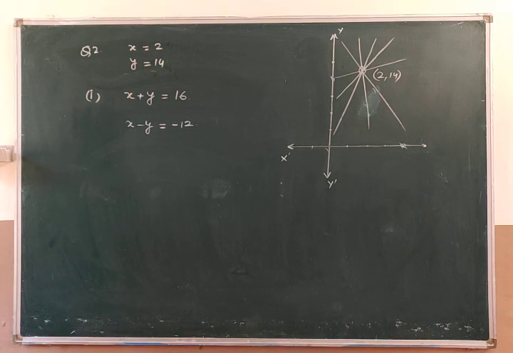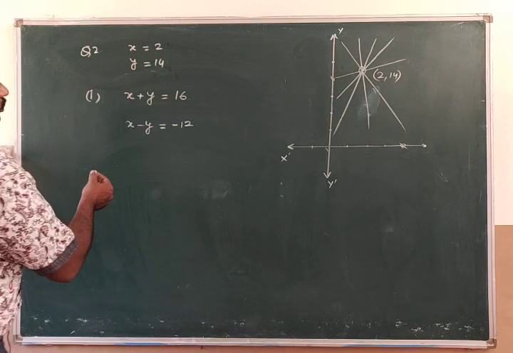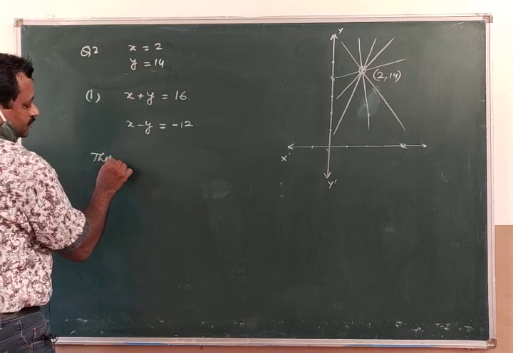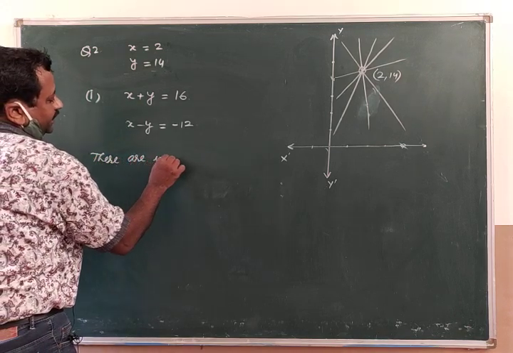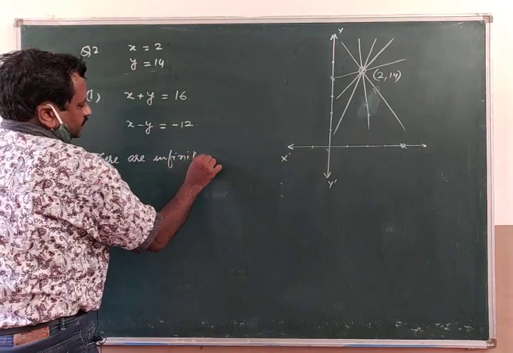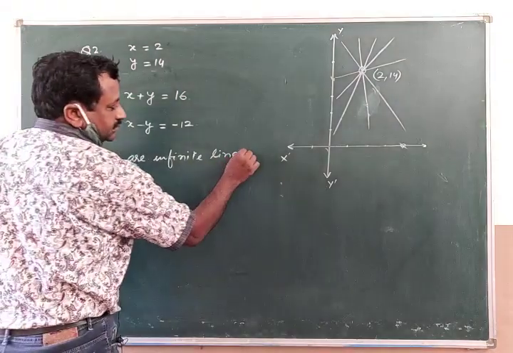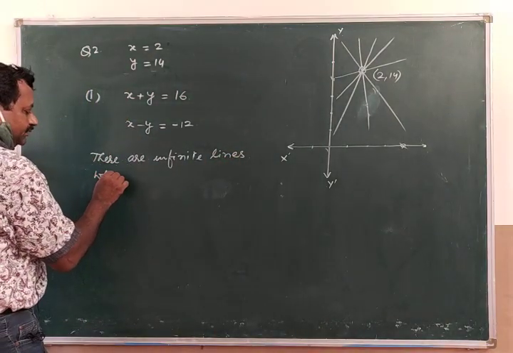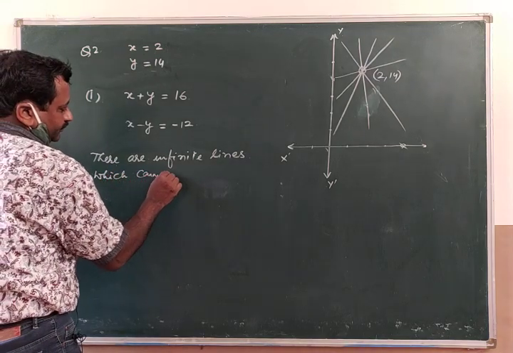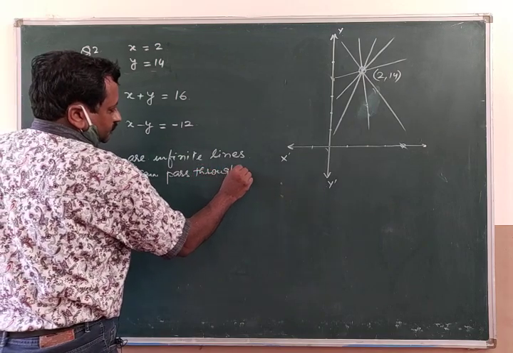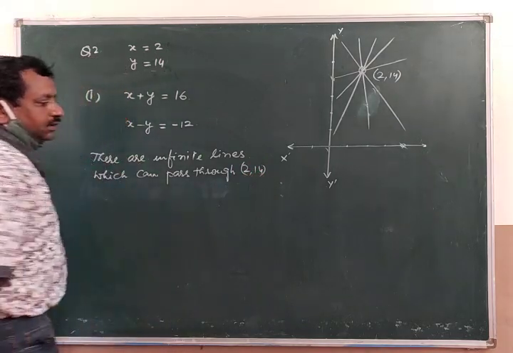How many more lines are there and why? So the next question is how many more lines? There are infinite lines. There are infinite lines which can pass through (2, 14). And why?